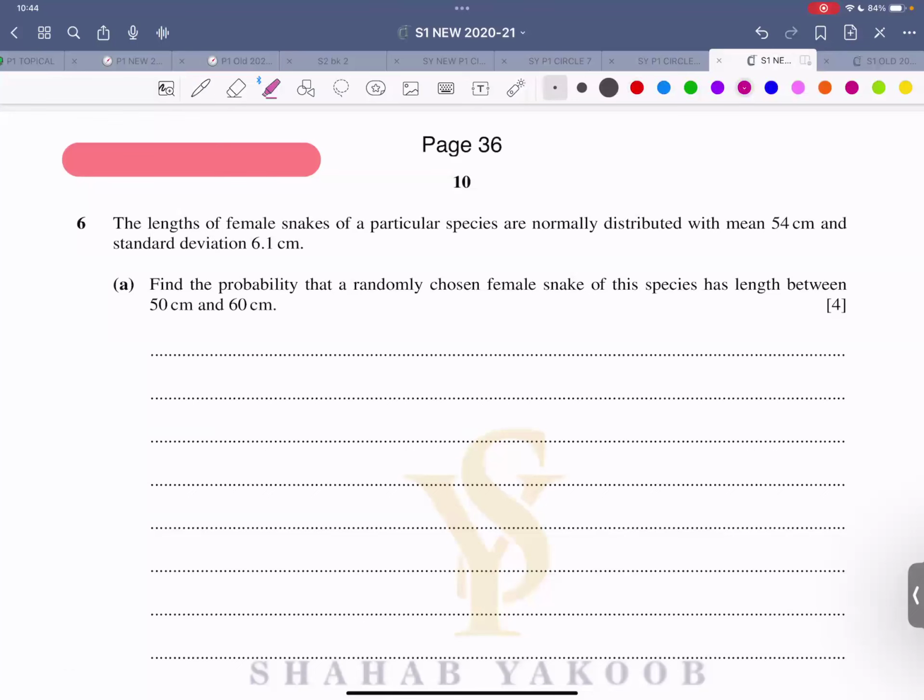Let me start underlining. It says the lengths of female snakes of a particular species are normally distributed with mean 54 and standard deviation 6.1. Find the probability that a randomly chosen female snake of the species has length between 50 and 60. So first of all, part 1 is normal distribution. And then we will look at the later parts.